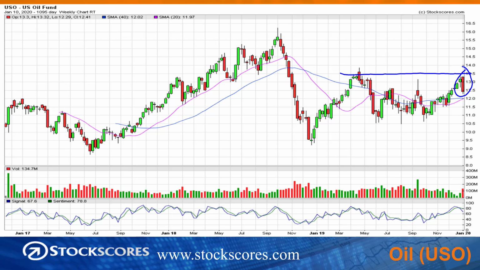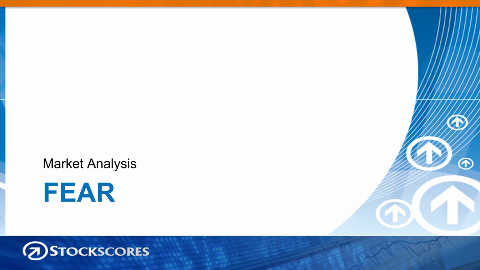We have talked in recent weeks about this downward trend line getting broken, and we're now building an upward trend line. I just don't think it's really a time to be excited about oil yet. It's just a time to be less bearish and perhaps a little bit optimistic that there is a future for oil. On to the fear chart.